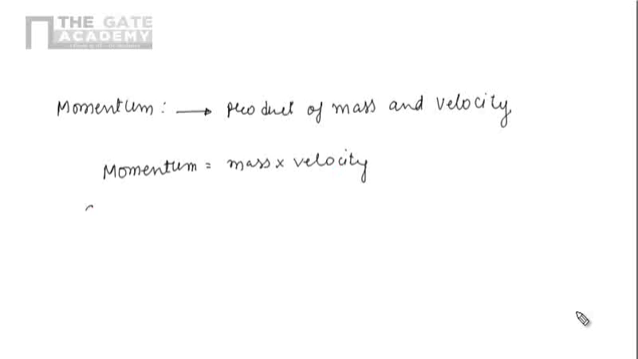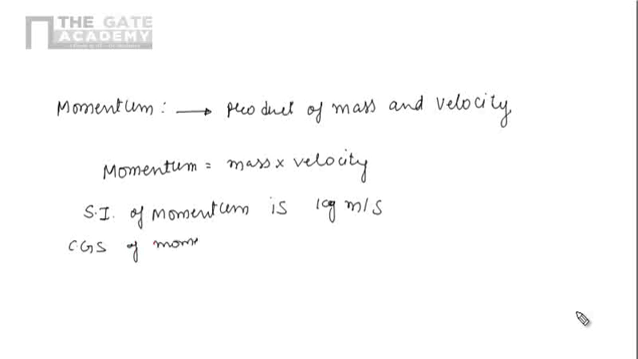The SI unit of momentum is kilogram meter per second, and the CGS unit of momentum is gram centimeter per second. So that is about momentum. Now let's take Newton's second law of motion.